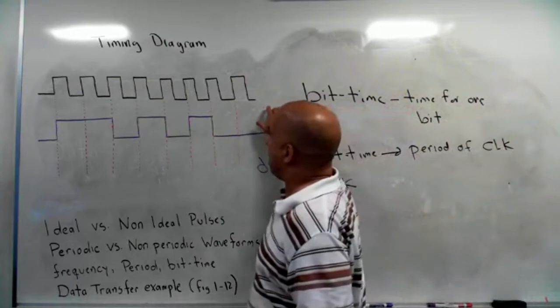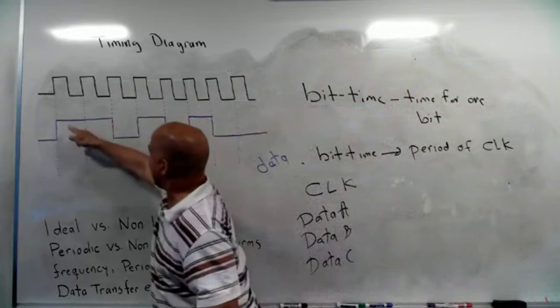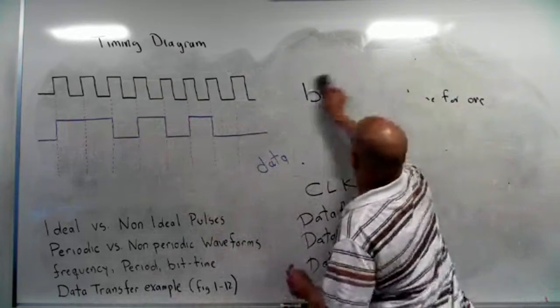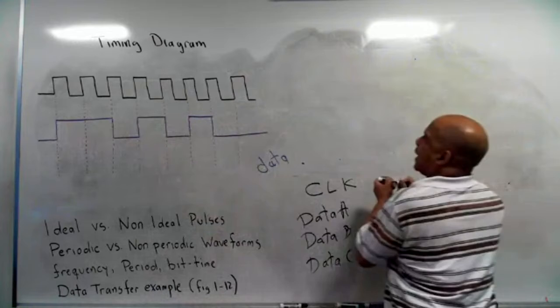So if I want to figure out, given this is my data right here. So this is data. This is my clock.